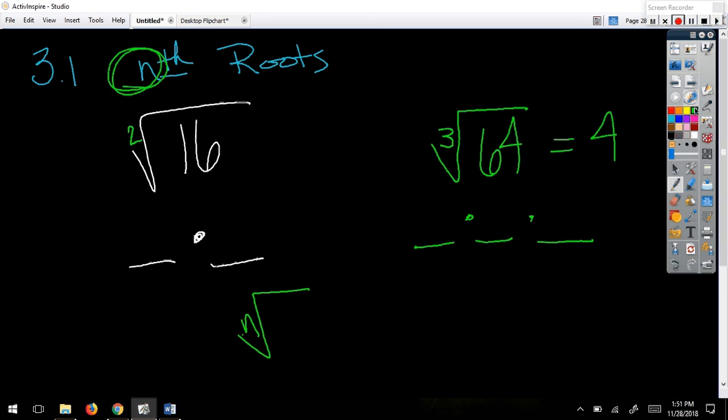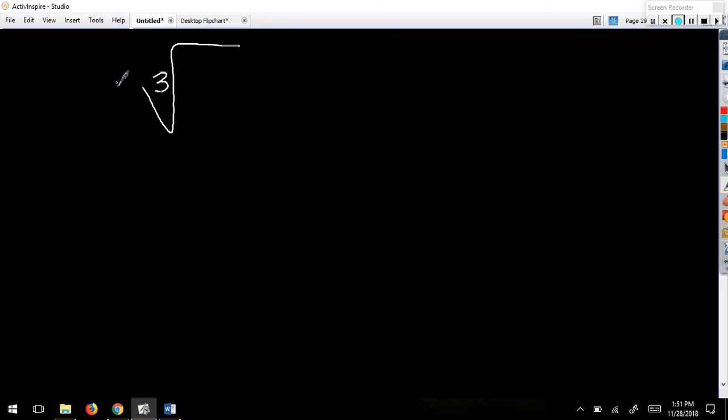Let me show you another. Let's say I asked you to find the third root. And remember, be very careful because this and this are different. The first one is three times the square root. The second one is the third root. You see the difference? Okay. What if I asked you to find the third root of negative 216?